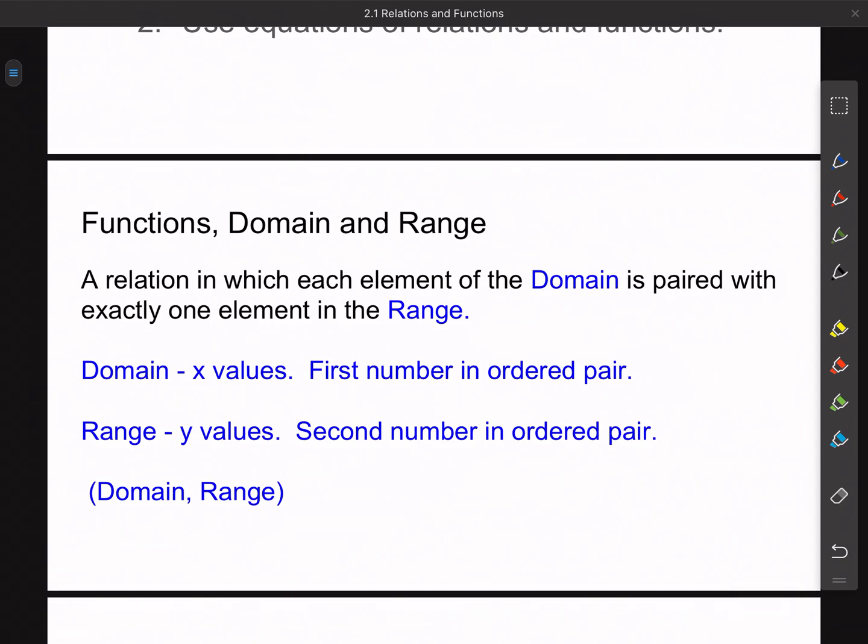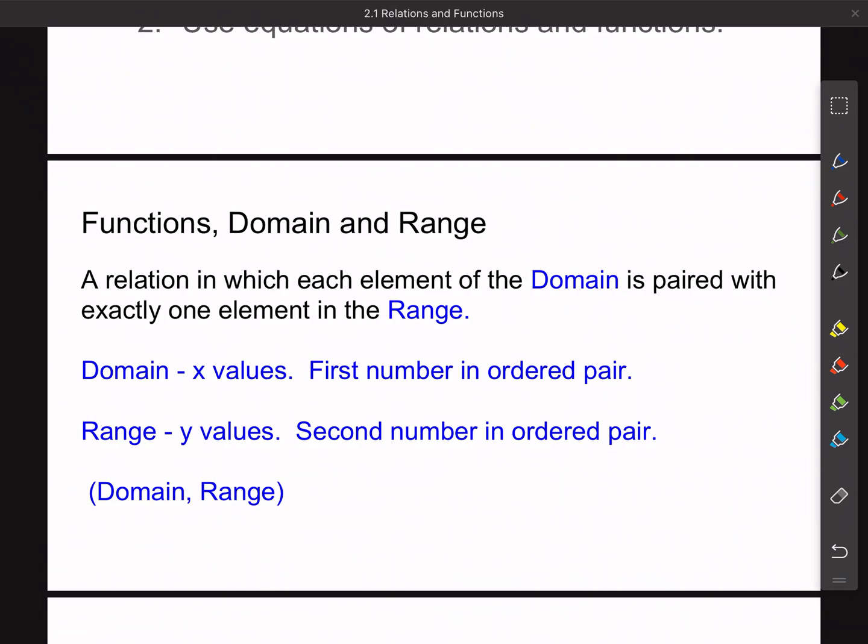A relation in which each element of the domain is paired with exactly one element in the range is called a function, where we have exactly one y value for every x value. The domain is the x values, the first number in the ordered pair. The range is the y values, the second number in the ordered pair.